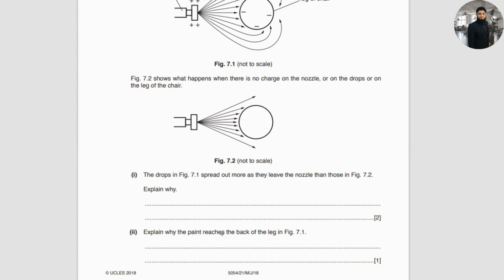So in part 1, they're asking why the drops in figure 7.1 spread out more as they leave the nozzle than in figure 7.2. Because the charges coming out from the nozzle have the same charge, and due to the same charge they repel each other. So we can write: they have the same charge, that's why they repel each other.